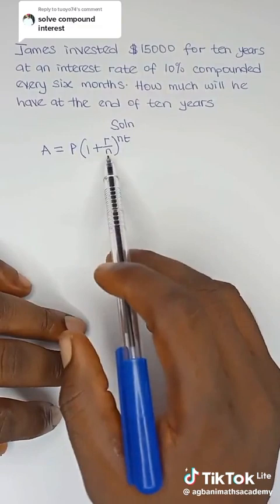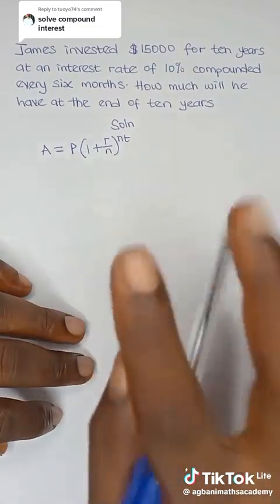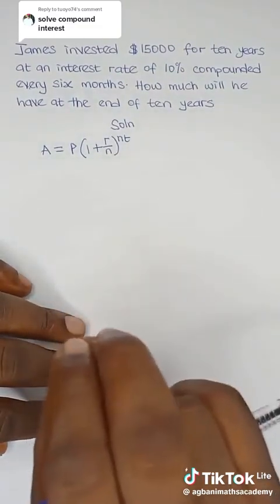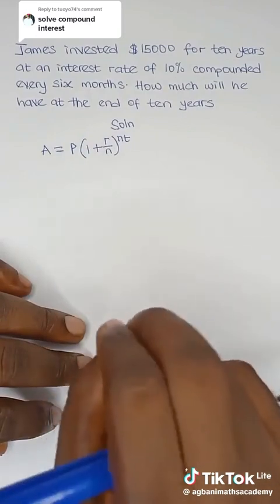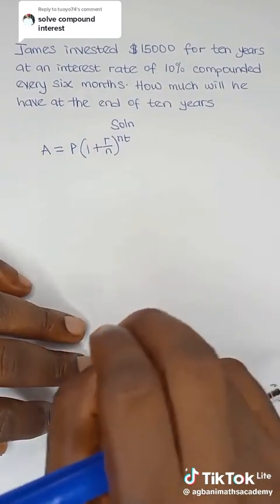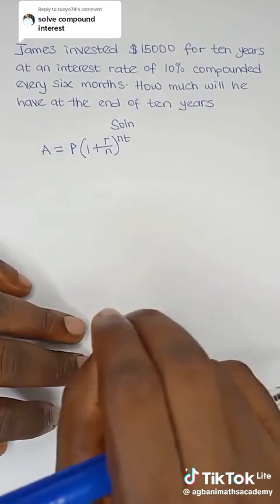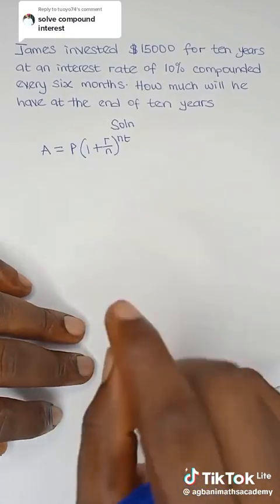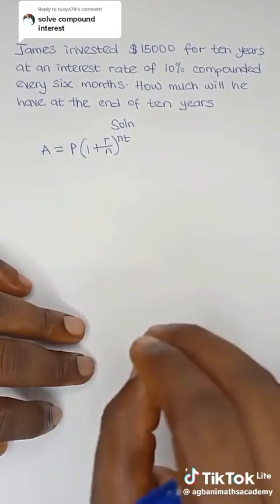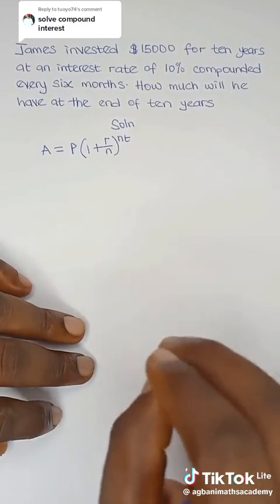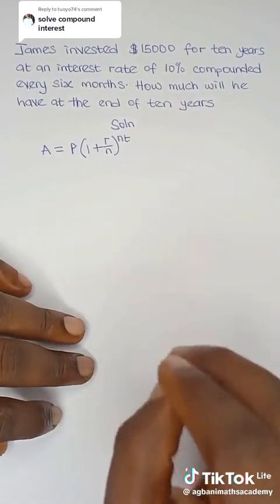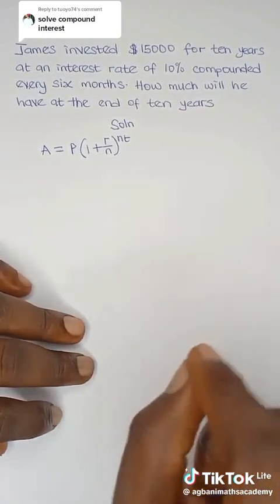So what will be our N? Our N is going to be 2. Remember, we are told that the interest is compounded every 6 months. So we have 6 months multiplied by 2 to make 1 year. If we are told that the interest is compounded every month, then our N is going to be 12 months because 12 months makes 1 year.